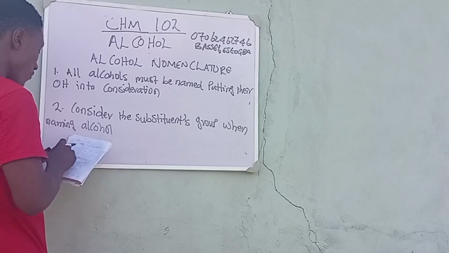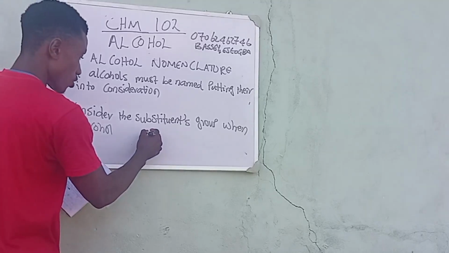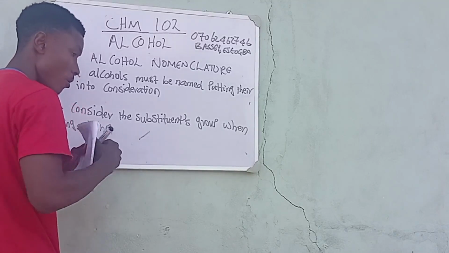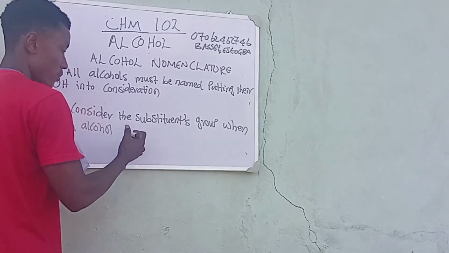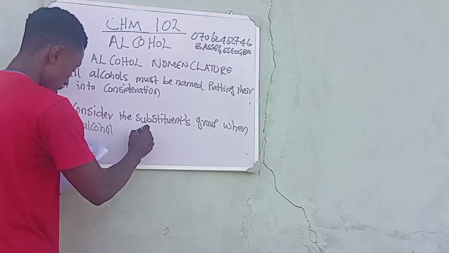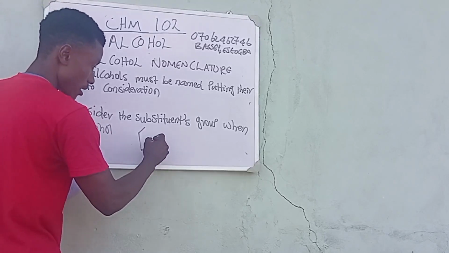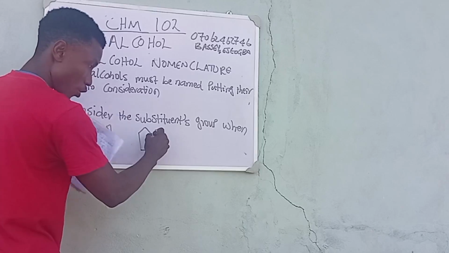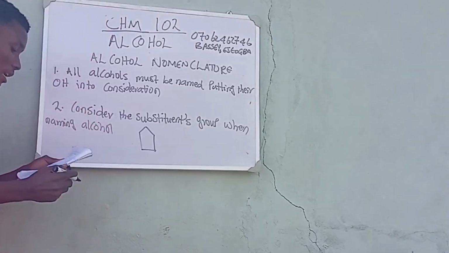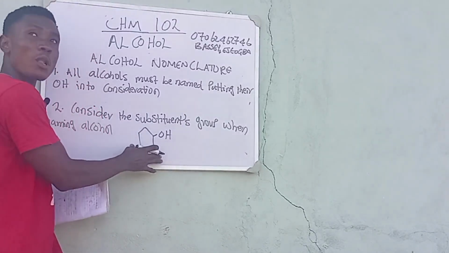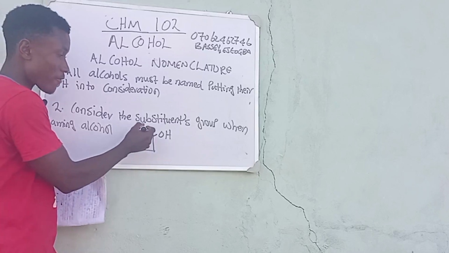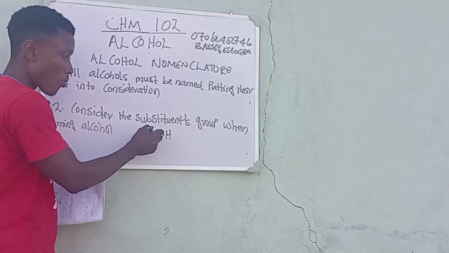Let me see. We have 1, 2, 3, 4, 5. So what we have here is the structure of pentanol. I'm following from what is here because this is my note of lesson, so everything I do, I'm flowing from here. So we have our OH. Now this is known as pent because it is just 5. We have 1, 2, 3, 4, 5.